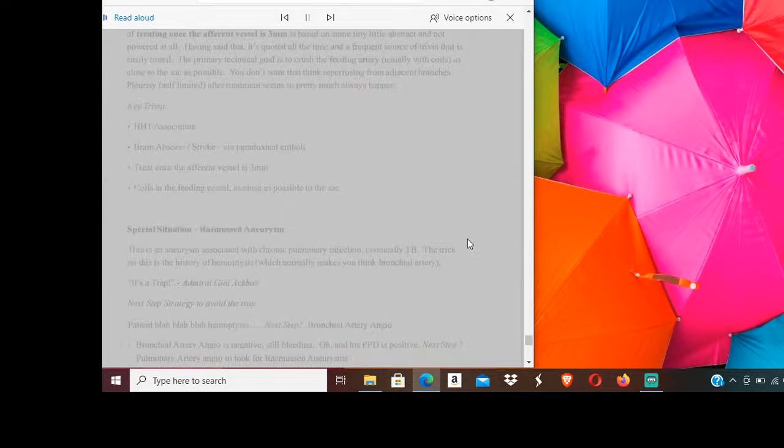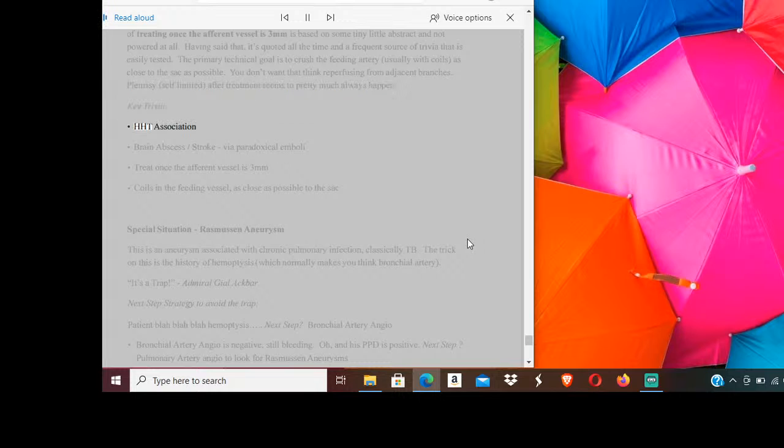The rule of treating once the afferent vessel is 3 mm is based on some tiny little abstract and not powered at all. Having said that, it's quoted all the time, and a frequent source of trivia that is easily tested. The primary technical goal is to crush the feeding artery, usually with coils, as close to the sac as possible. You don't want it reperfusing from adjacent branches. Pleurisy, self-limited, after treatment seems to pretty much always happen.